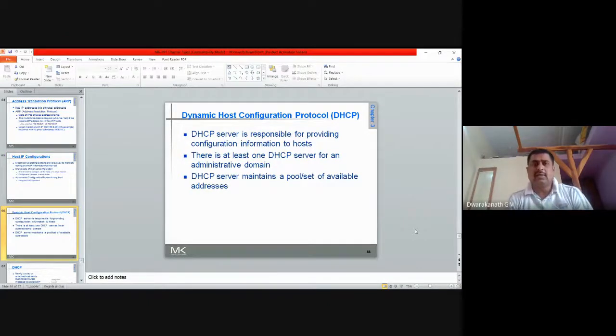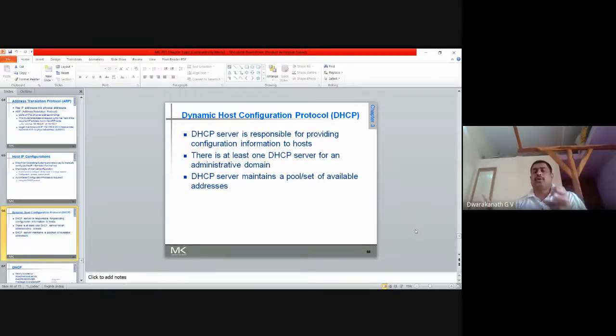The DHCP server is responsible for providing configuration information to the hosts, meaning it will provide IP addresses. There is at least one DHCP server for an administrative domain. The DHCP server maintains a pool, a set of available addresses. That is, one administrative domain will be there, meaning our server system in a data center will have this DHCP concept. Already it has been programmed like this. You take this pool of 600 IP addresses.